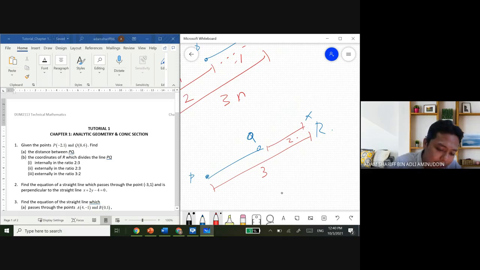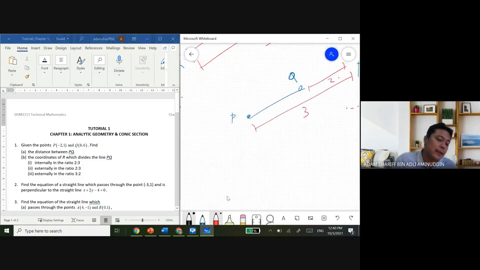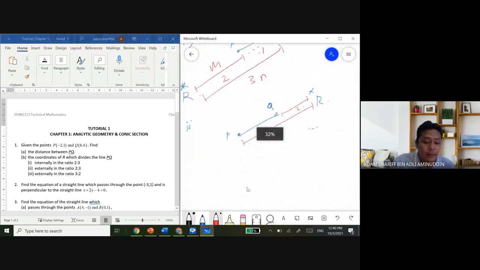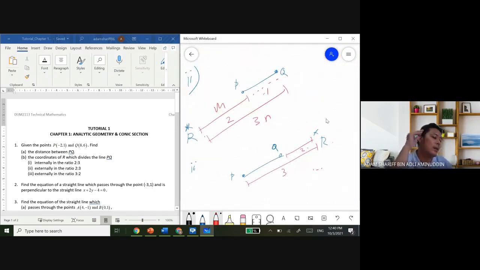Memang tak kena saya lakar. Okay, that's the main idea, external and internal. Alright. Okay, jawapan sama jadi tak ada masalah.